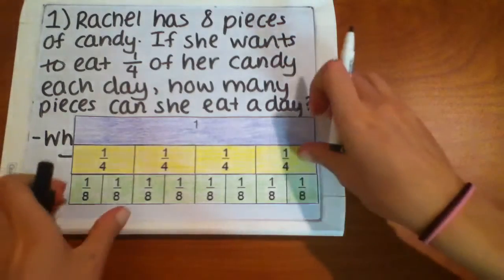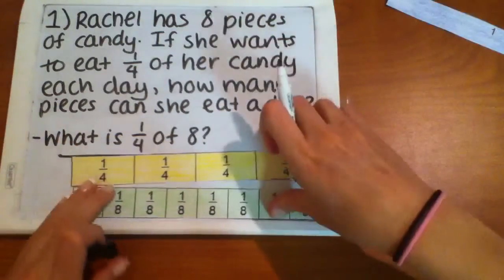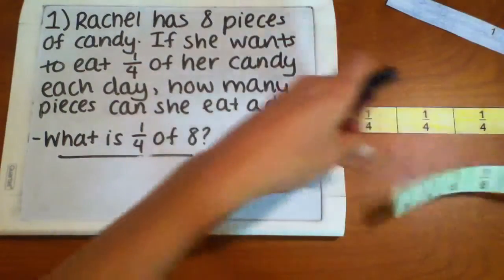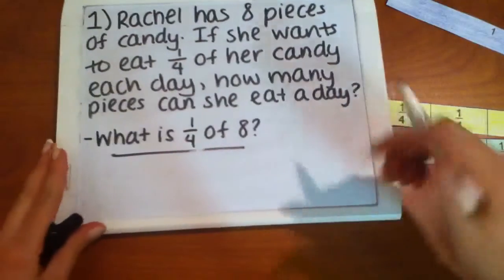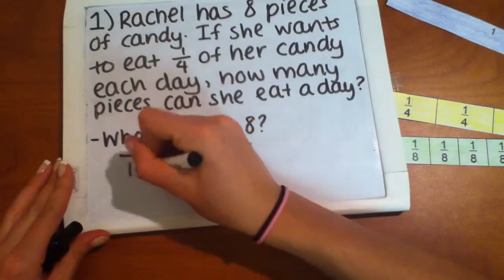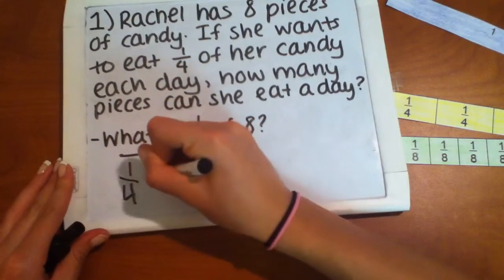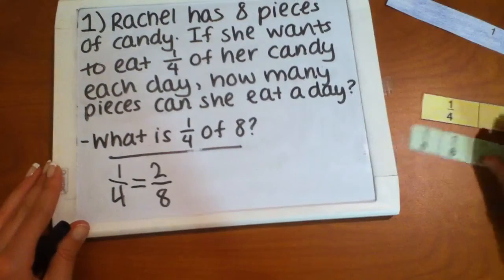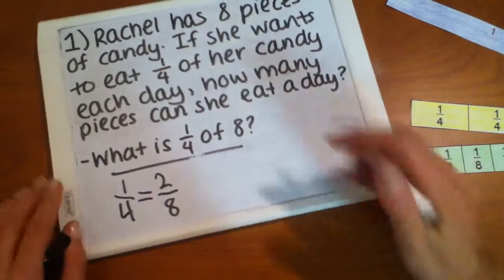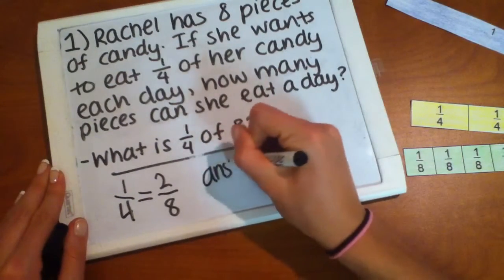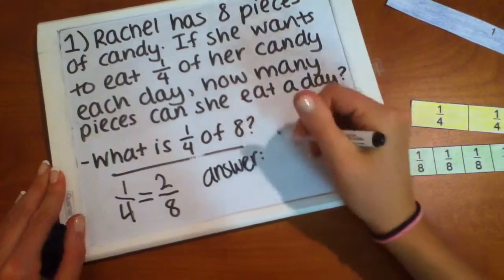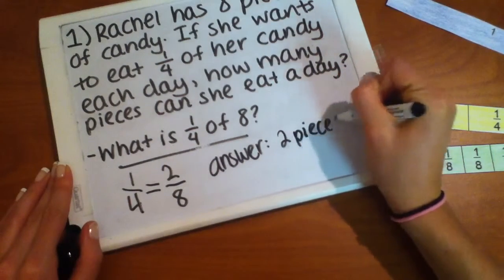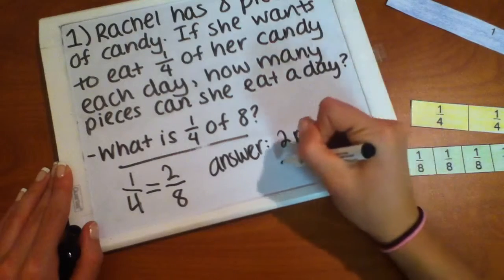So we could write that the same way that we wrote with our last model. We can write that 1/4 is equal to 2/8. So again, like we said, the answer would be that she could have 2 pieces of candy a day.